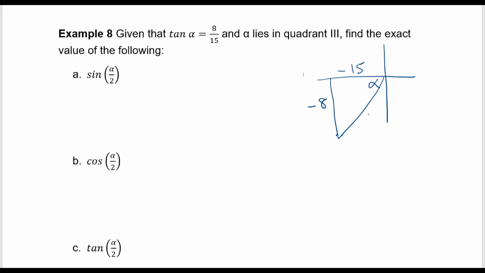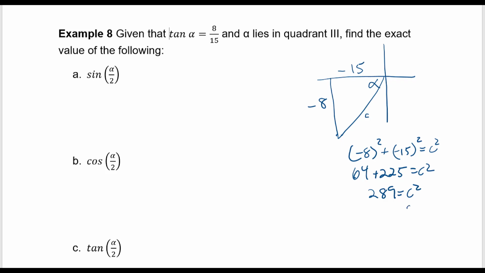So we want to find the hypotenuse c. Negative 8 squared plus negative 15 squared is going to be c squared. That's 64 plus 225 is c squared, so 289 is c squared. So c would be 17. Your hypotenuse is always positive.